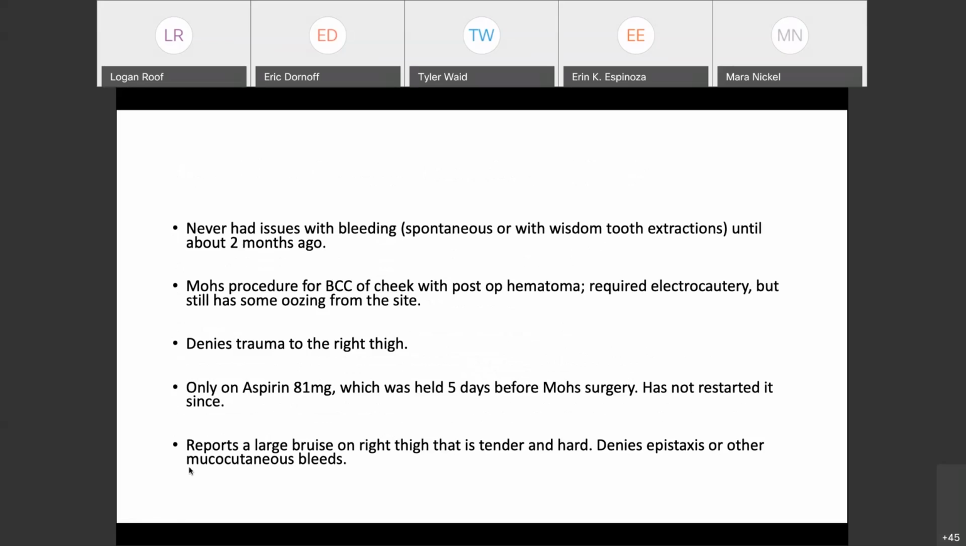He got a Mohs procedure 2 months ago for a basal cell carcinoma on his cheek, and he had a post-op hematoma that required electrocautery, but he still has some oozing from the site and has to keep a bandage over it. He denies any trauma to the right thigh where the hematoma is. He's on a baby aspirin, which was held 5 days before the Mohs surgery, and he has not restarted it. Again, he's got this large, not just bruise, but hematoma on his right thigh that's hard and tender, and he denies any other mucocutaneous bleeds like epistaxis.